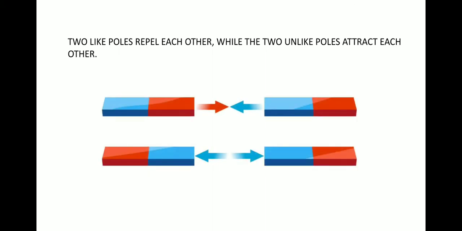Two like poles repel each other while two unlike poles attract each other. This means that two like poles, like a north pole, if it comes face to face with a north pole, then they will repel each other. Similarly, a south pole will repel a south pole, but a north pole and a south pole, if they come together, will attract each other. So here a north pole and a south pole are getting attracted, whereas a south pole and a south pole will repel each other. Also a north pole and a north pole will repel each other.